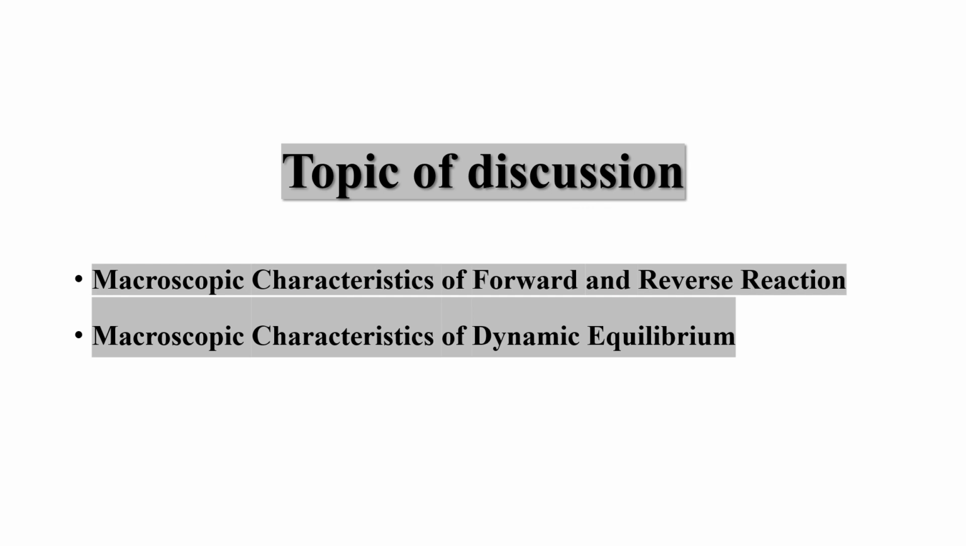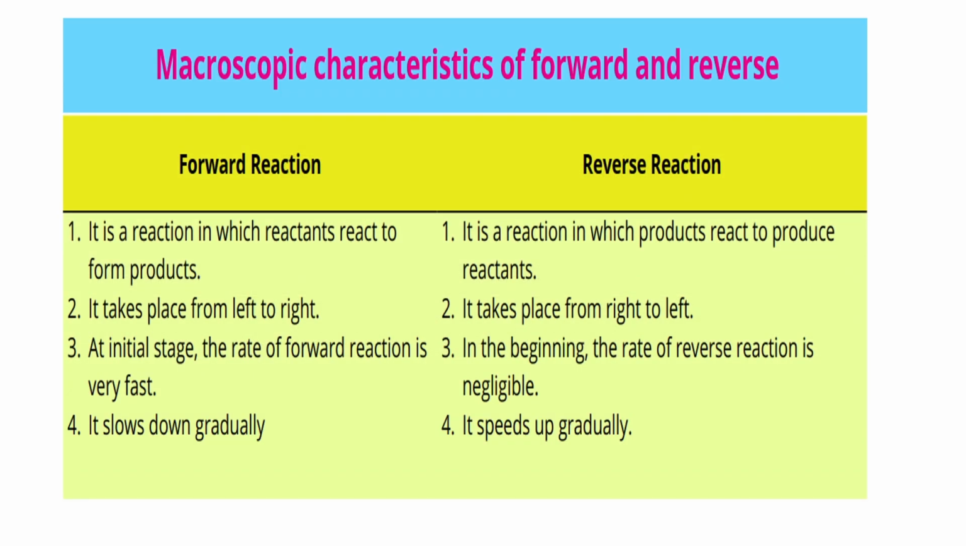It means that we are basically discussing the comparison of the forward and the reverse reactions, and the characteristics of the dynamic equilibrium. First of all, we will see the macroscopic characteristics of the forward and the reverse reaction. In this context, dear students, we will first discuss the forward reaction, and then we will discuss the reverse reaction, and we will discuss the points in the context of the comparison one by one.